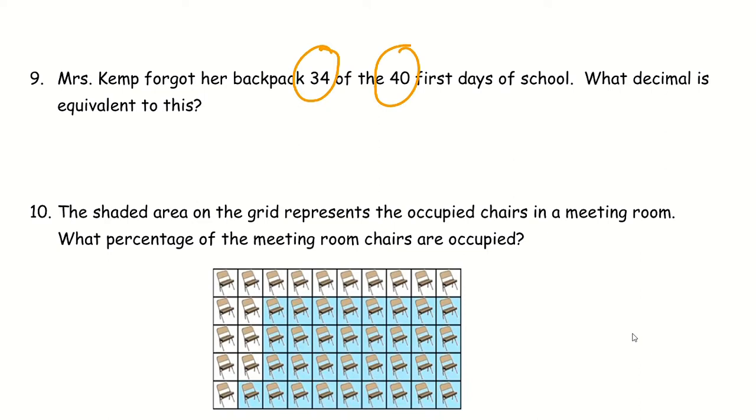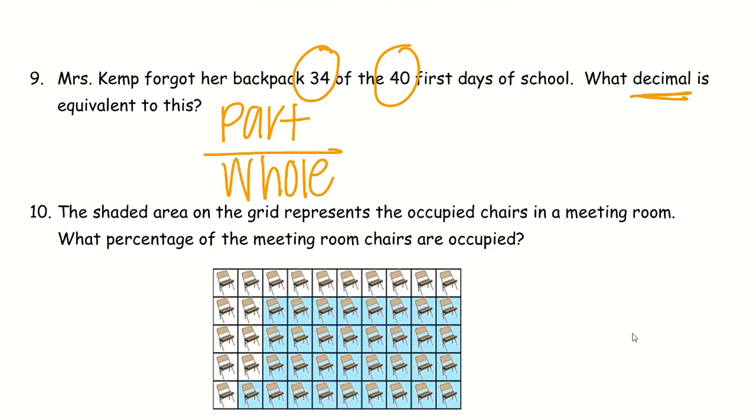First days of school. What decimal is equivalent to this? So they gave me a fraction, but I have to figure out what my numerator and what my denominator is. And I know fractions are always written part over whole. So the part of the days that she forgot her backpack was 34. So that's my numerator. And then out of the first 40 days, that's the whole thing. So 34 out of 40.